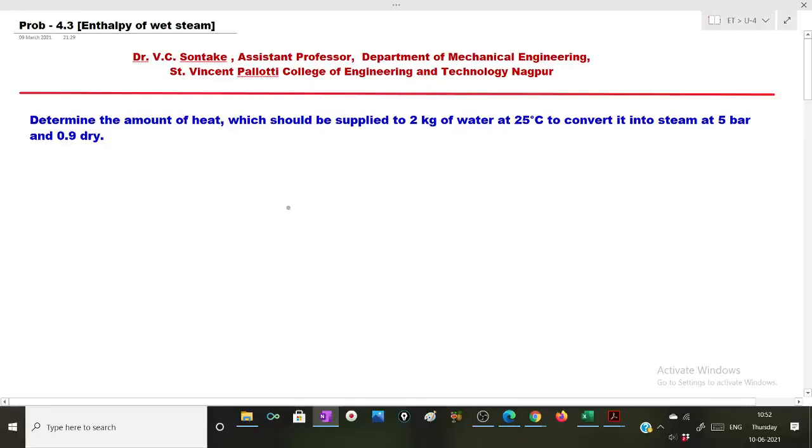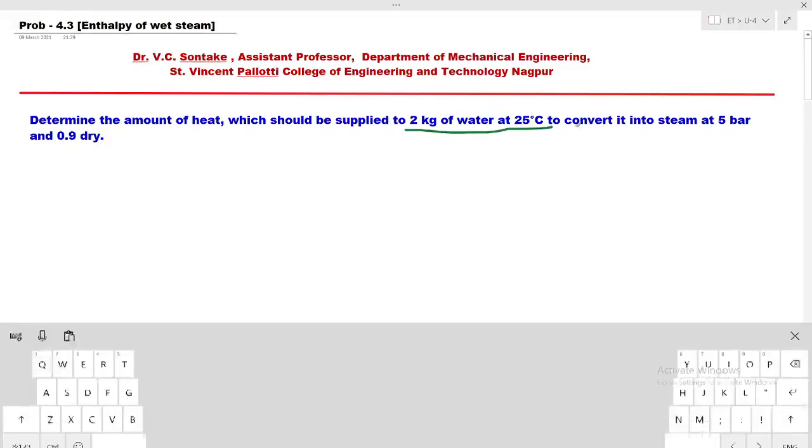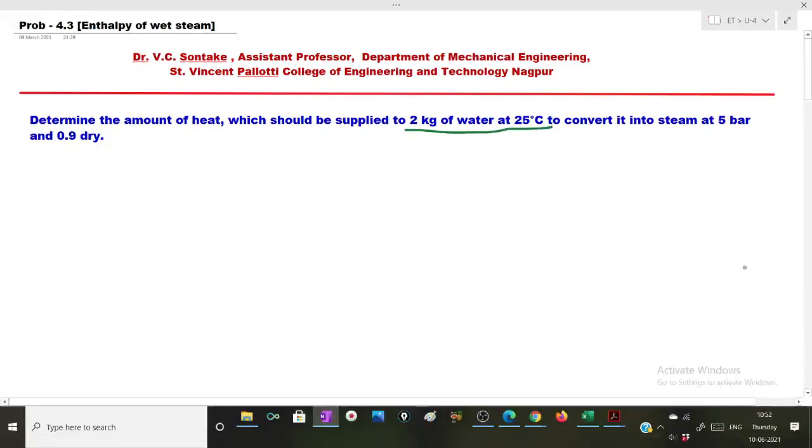So problem 4.3, and it is based on calculation of enthalpy of wet steam. Determine the amount of heat which should be supplied to 2 kg of water at 25 degrees Celsius to convert it into steam at 5 bar and 0.9 dry.